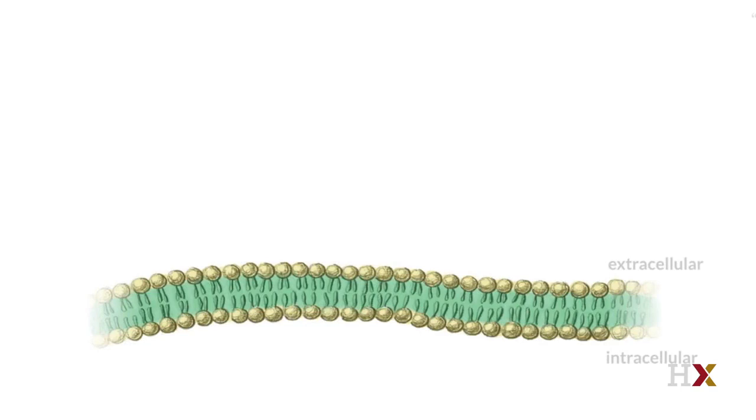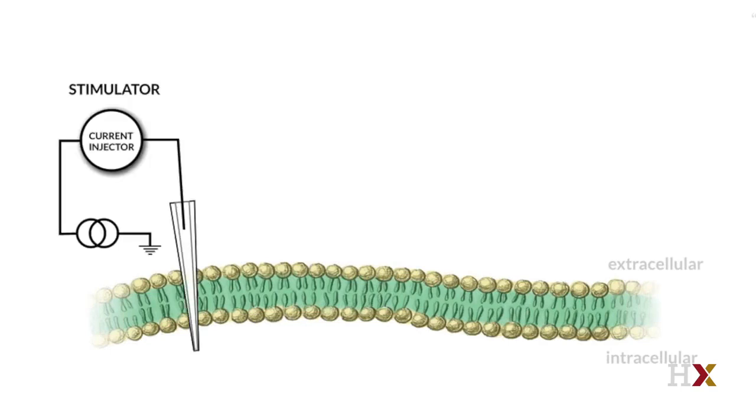Voltage-gated ion channels are critical to the formation of the action potential, so let's look at them in greater detail. We'll again start with the cell membrane. So that we can perturb the cell, we're going to place a stimulator electrode inside the cell. We'll also give you a recording electrode.